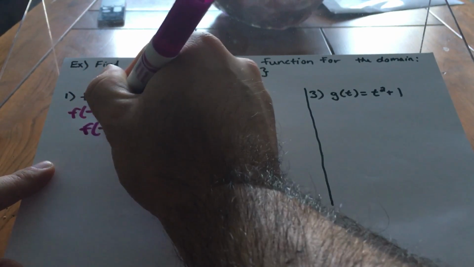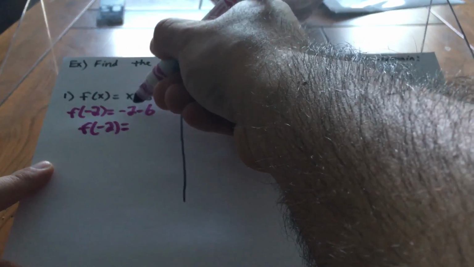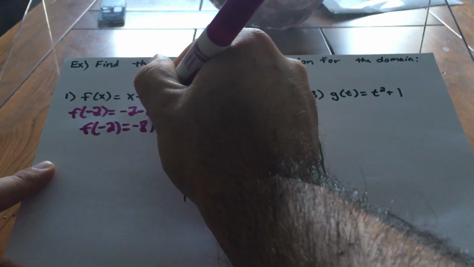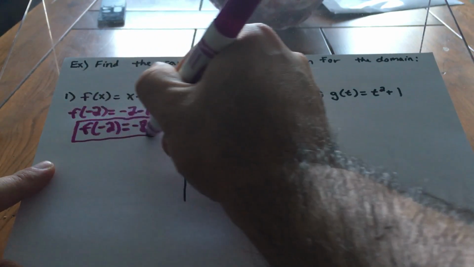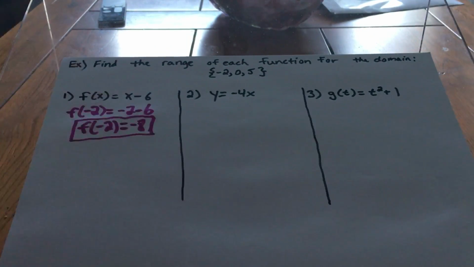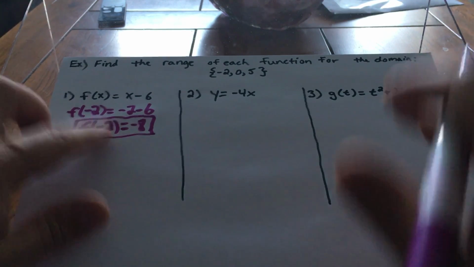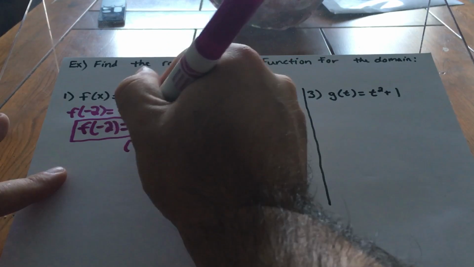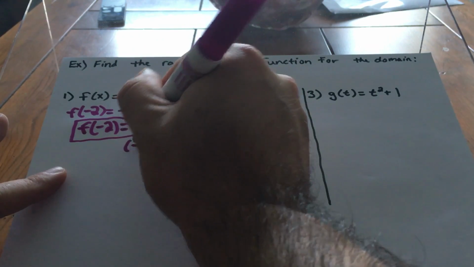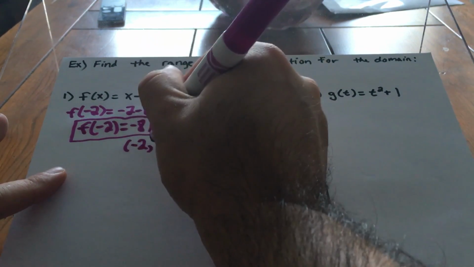So our answer here is f of -2 is going to equal -8. So for domain -2, input -2, output is -8. So your coordinate from here would be, if you were going to write a coordinate, you don't have to, your input value is -2, your output value is -8.